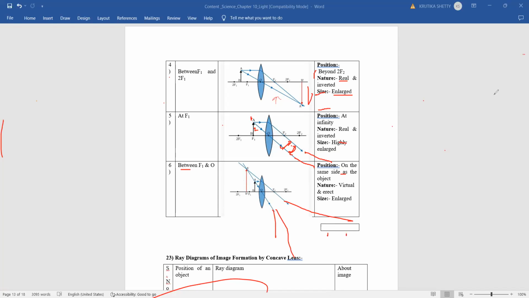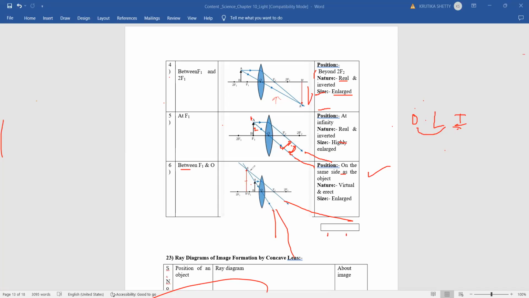Okay, just behind the object. Till now, what we were discussing, there is an object, there is a lens, and then there is an image. Object is on one side of the lens and image is on the other side. But this is the special case. In this special case, you can see both the object and the image are on the same side.